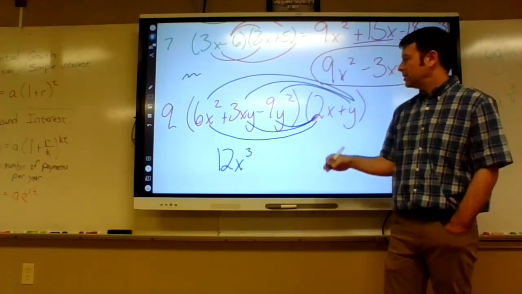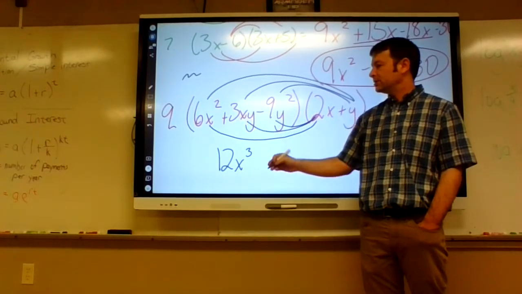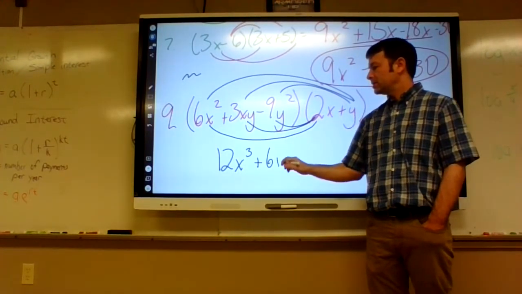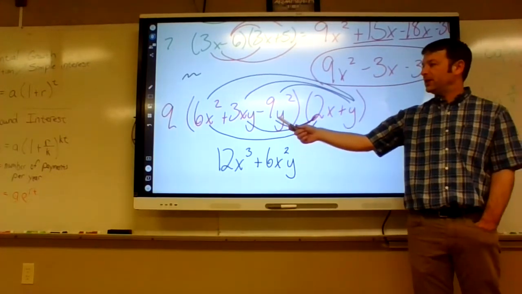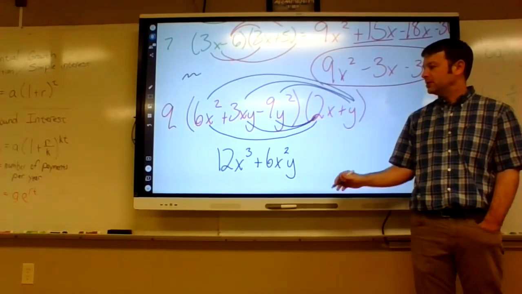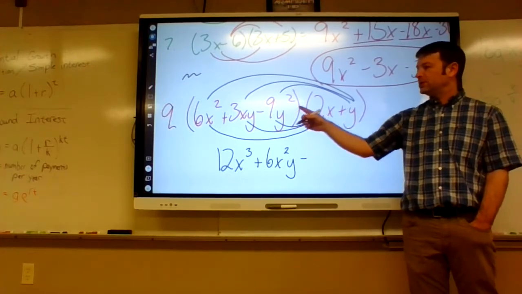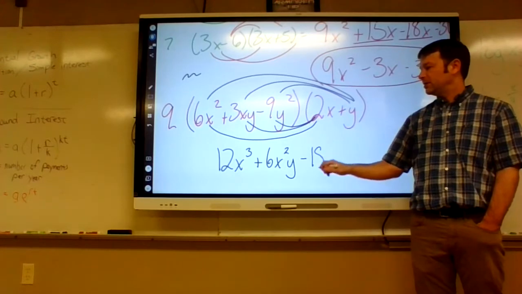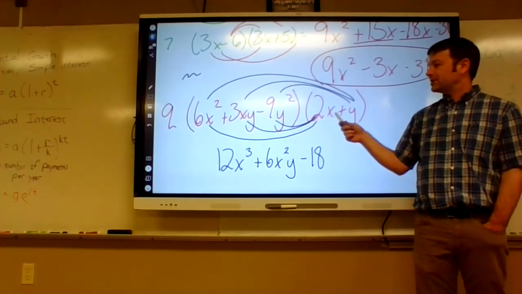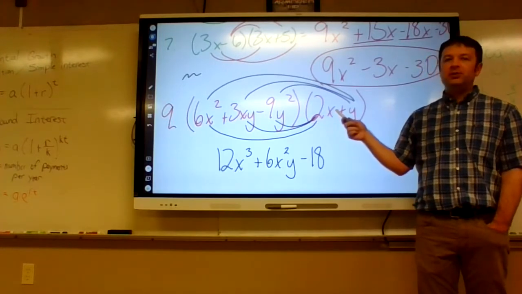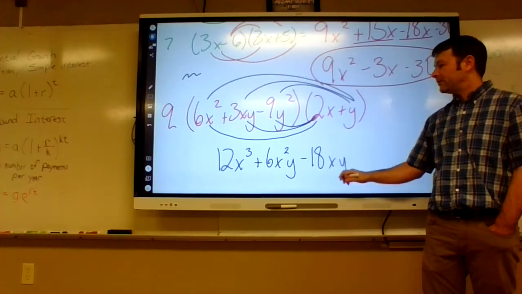Okay, what's 2x times 3xy? 6x squared y. And then what's 2x times negative 9y squared? 2 times negative 9, 18. Y to the second x. You gotta bring them all. Does the order of the letters matter? No. I'm going to put it in alphabetical order.